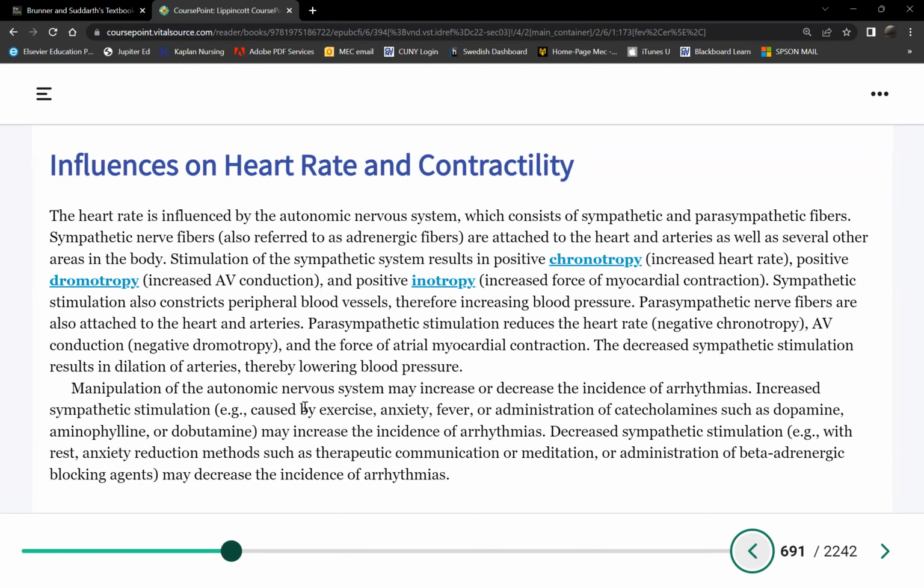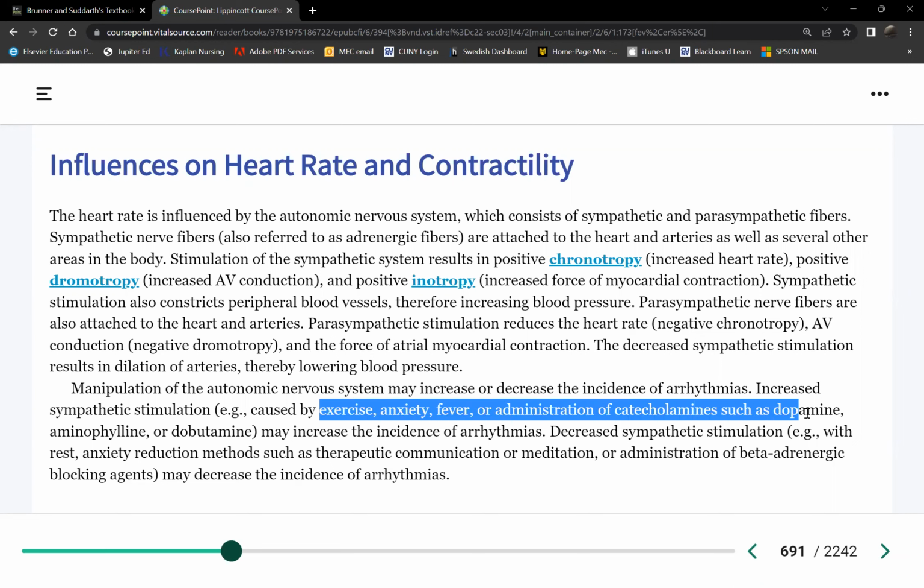So here are activities that will cause sympathetic stimulation: exercise, anxiety, fever, or given drugs, sympathomimetic drugs like dobutamine, aminophylline, dopamine. We'll get to know those drugs later. Or we have parasympathetic stimulation, which means rest and digest, correct?